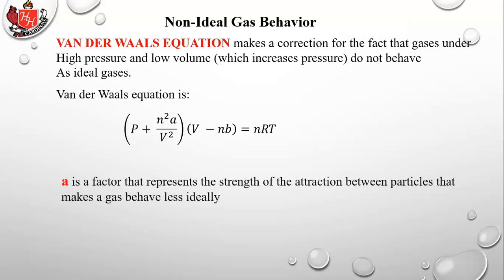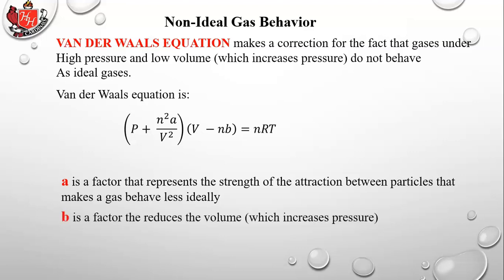A is a factor that represents the strength of the attraction between the particles that makes a gas behave less ideally. If the particles have a stronger attraction to each other, say they're polar molecules versus nonpolar molecules, then the A will increase and it will make the gas less ideal. The molecules will want to stick together and not behave as an ideal gas.